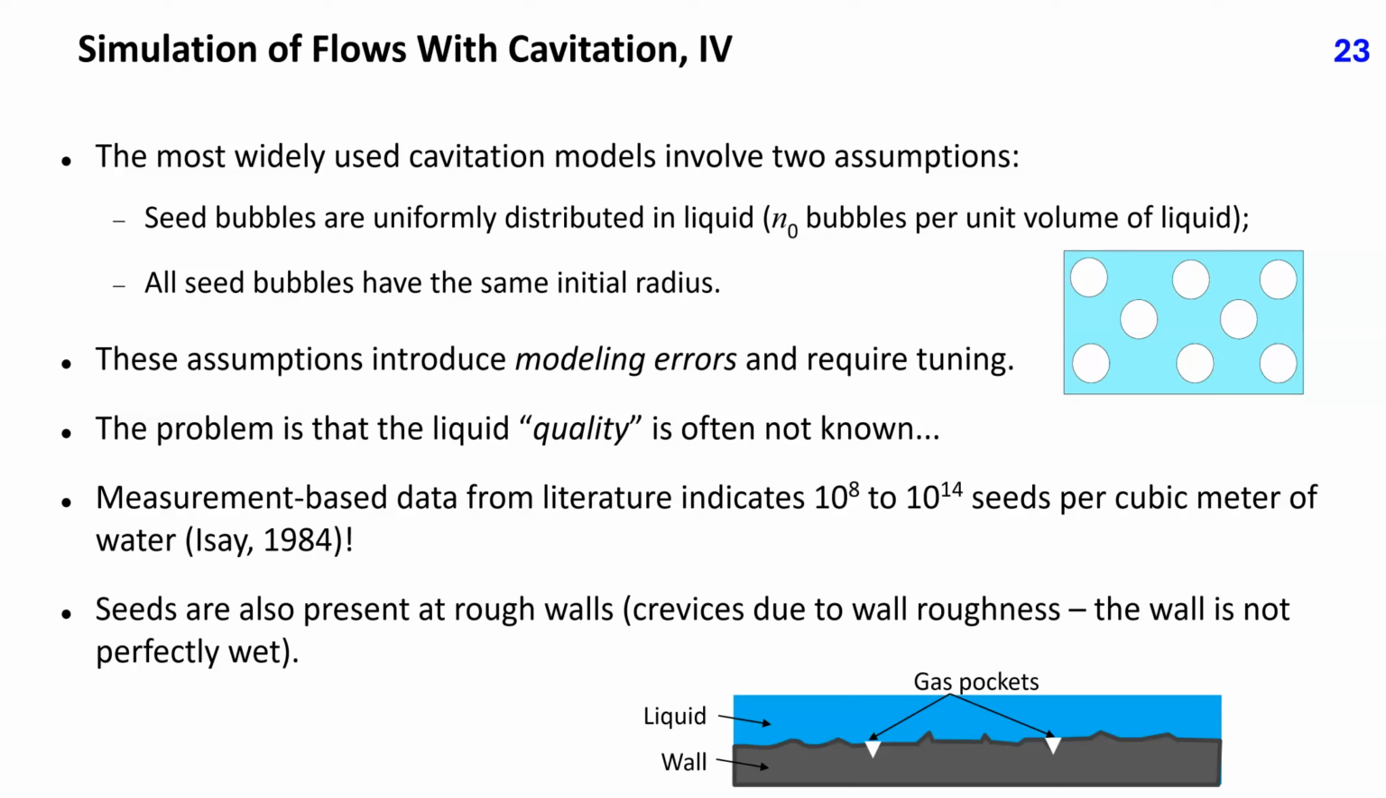Cavitation seeds are also present at rough walls, in crevices due to wall roughness, as indicated in this figure. The rough wall is not perfectly wet. This is especially true for walls which are not permanently submerged, like in fuel injection nozzles, where liquid fuel flows at a very high speed along the wall for a very short period of time. Gas pockets remain trapped in crevices and serve as seeds for cavitation in case of favorable pressure distribution.